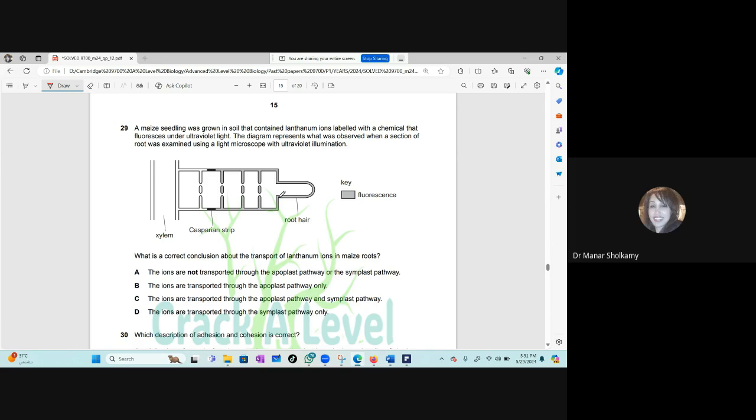How did the ions cross? In the apoplastic pathway, because the fluorescence is only in the cell walls. Yes, so it's D. The ions are transported through the apoplastic pathway only because we only see the color in the cell walls. Very good. Well done, Farouk.